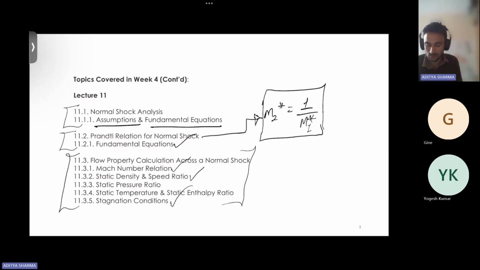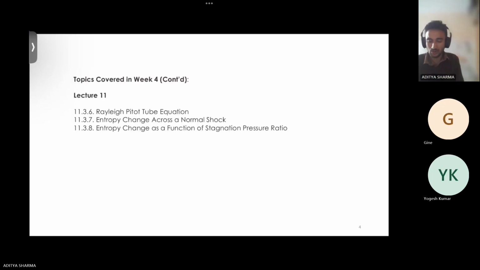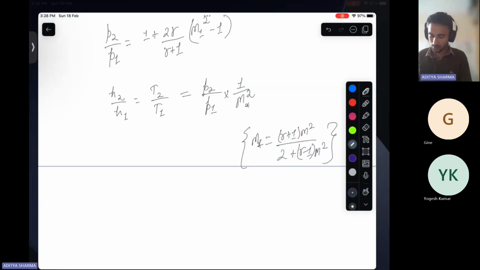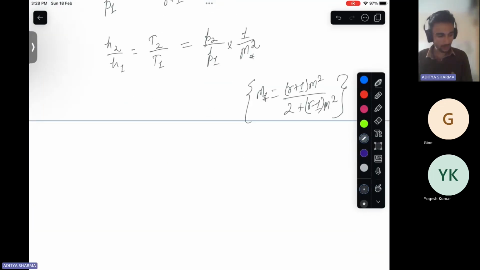Then there are the stagnation conditions, which have been discussed. Then what is the next topic? The next topic is the Rayleigh-Pitot tube equation. There is another set of relations related to this.